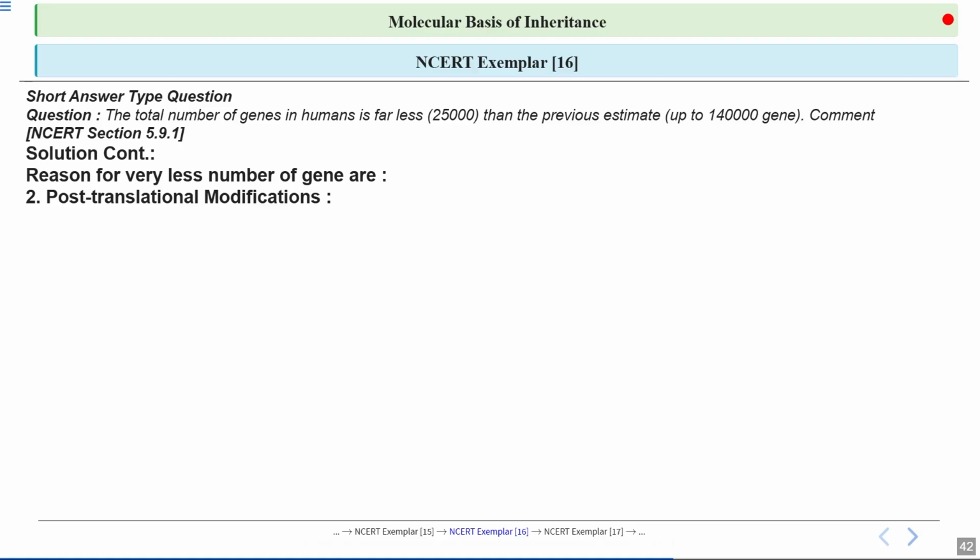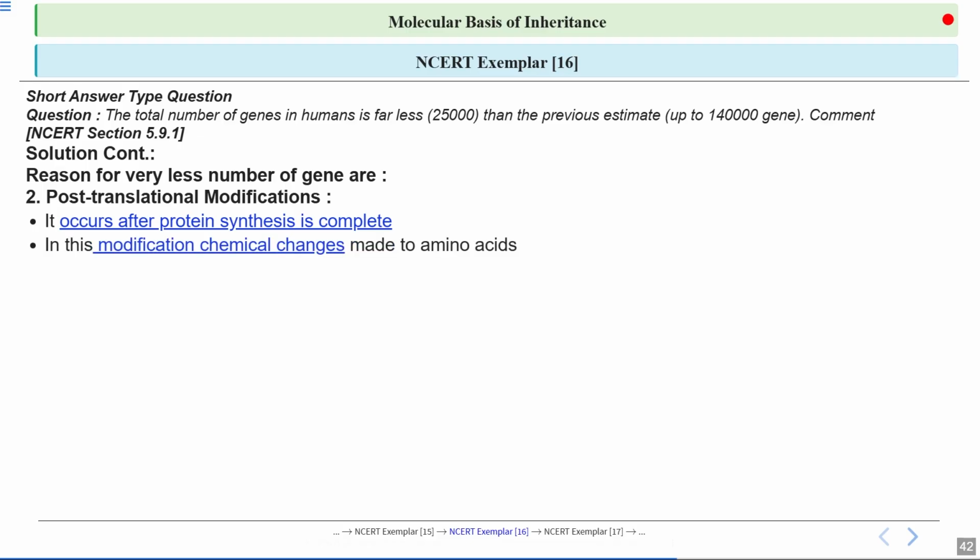Okay. Next is post translation modification. Translation means production of the proteins. So, post translation modification means modification after the translation. It occurs after the protein has been synthesized. Now, in this modification, chemical changes are made to the amino acids.